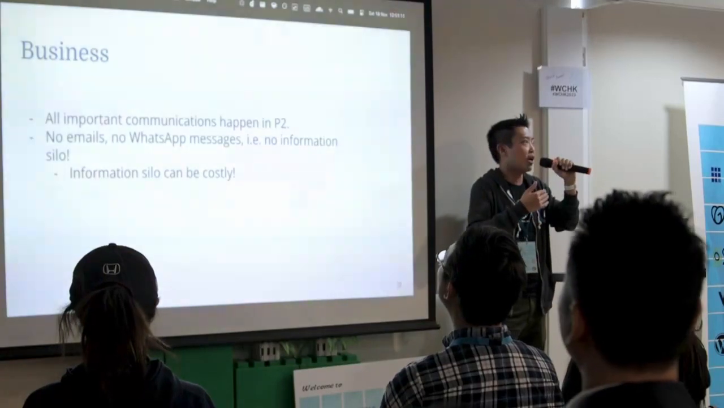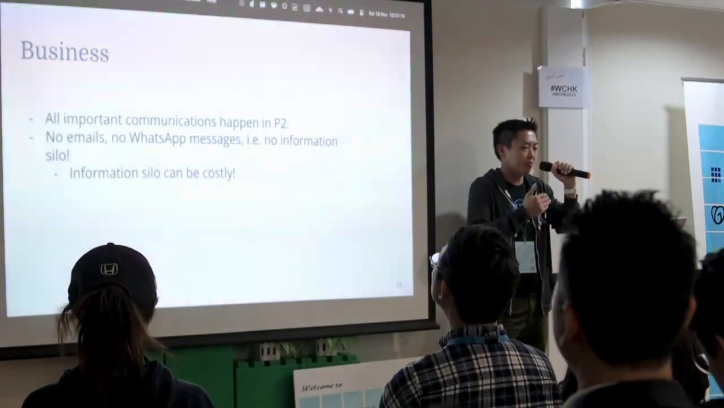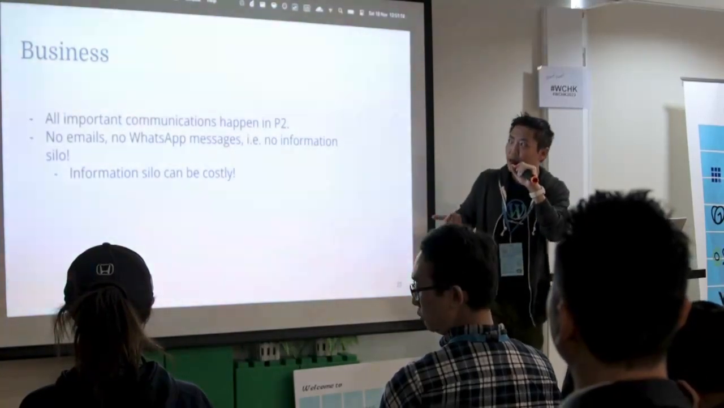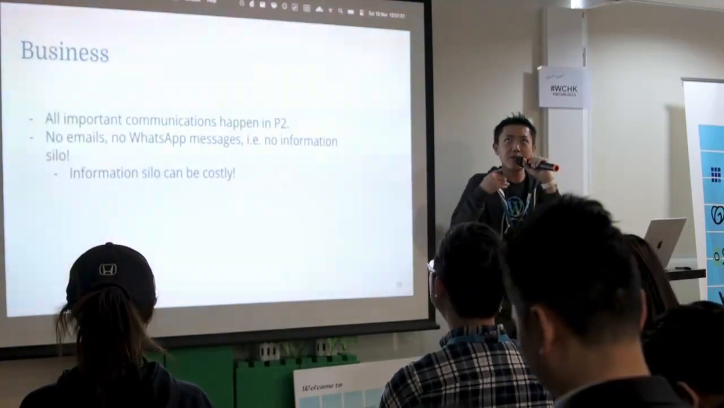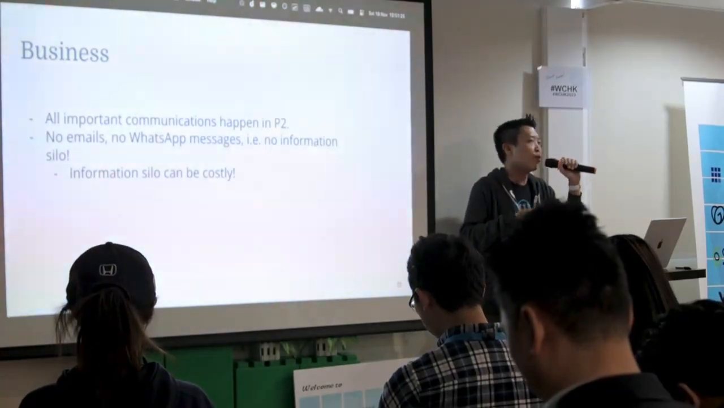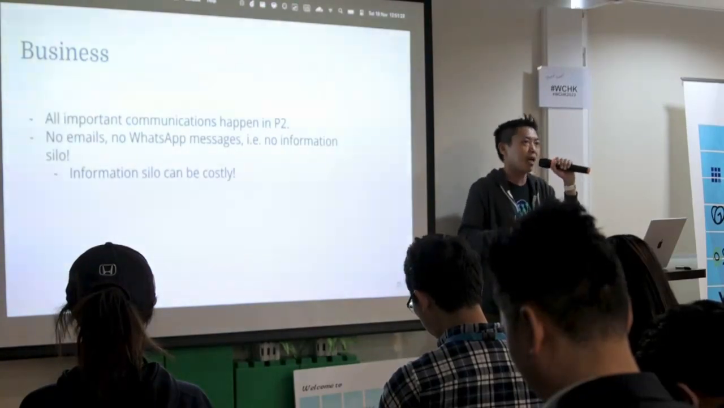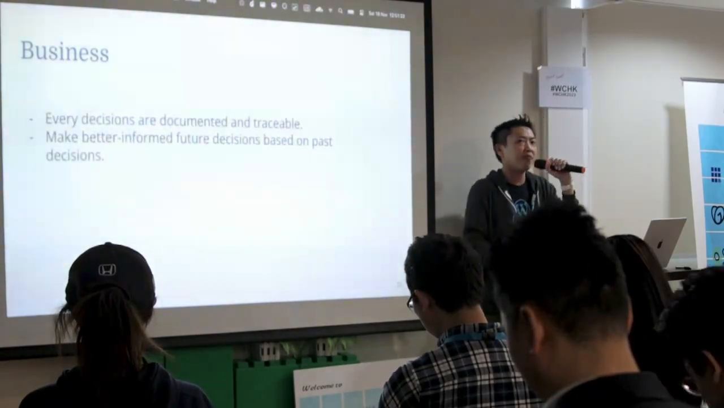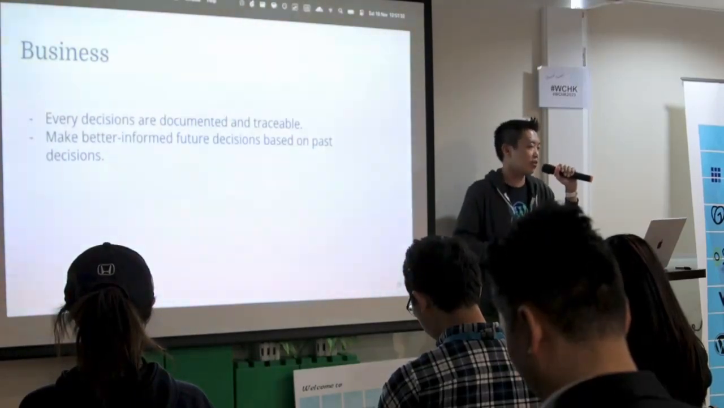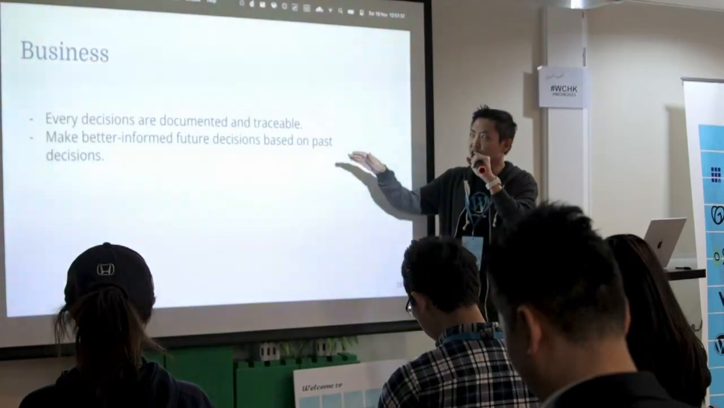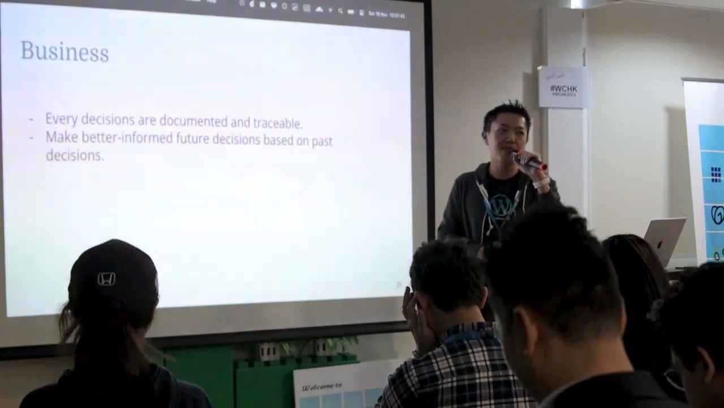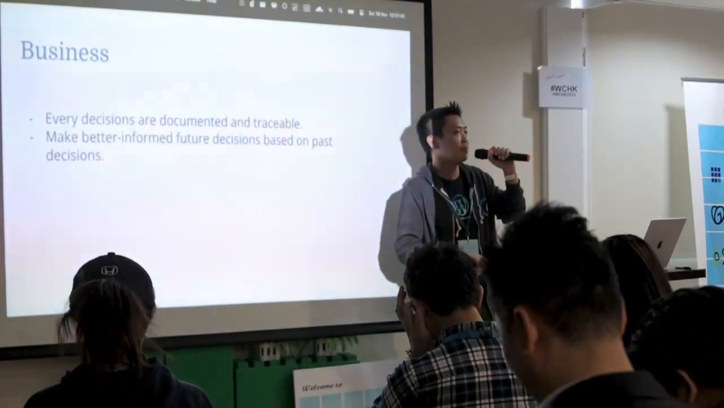But if we are documenting all these things in a system like P2 or any kind of system that you use, you eliminate the information barrier, and that is very helpful for your business in the long run, because you are always able to trace back and find out why we made that decision, that last time, that year, 3 years ago, 5 years ago. So every decision is documented and traceable. And because of that, you are able to make better informed future decisions based on past decisions.